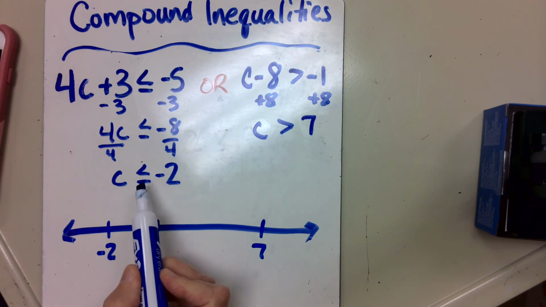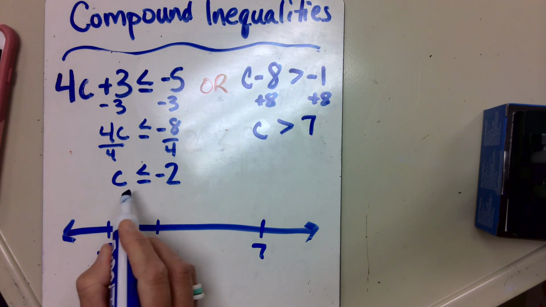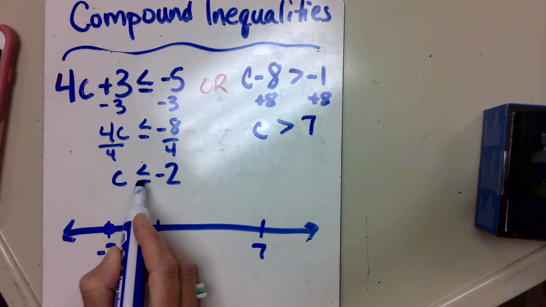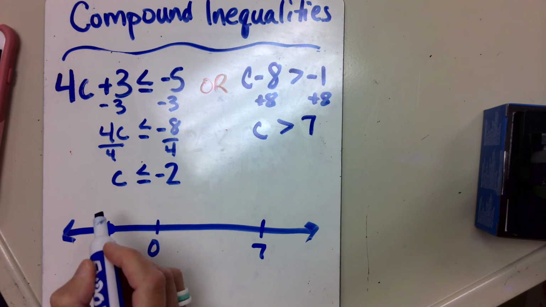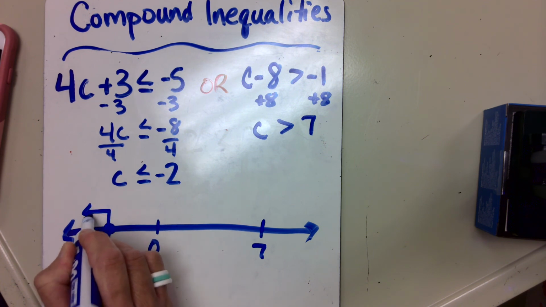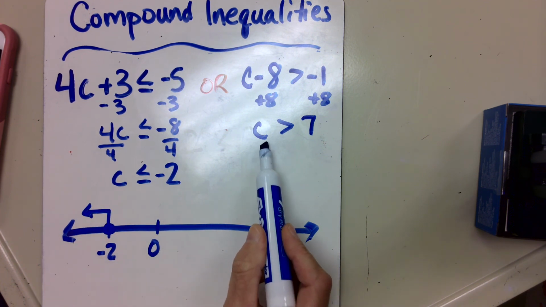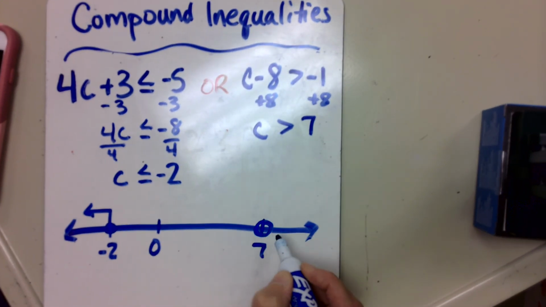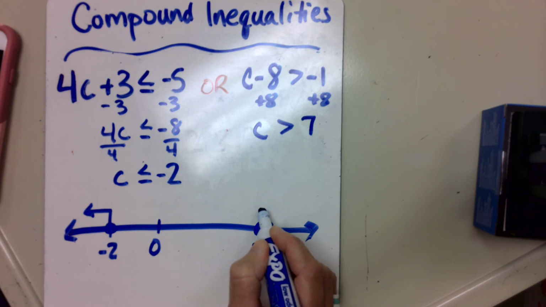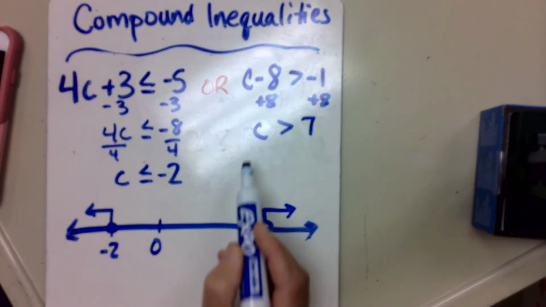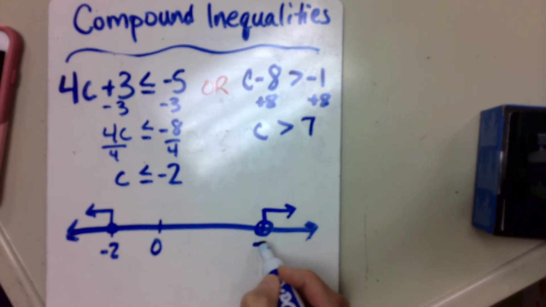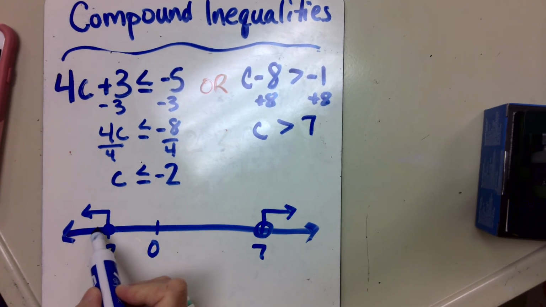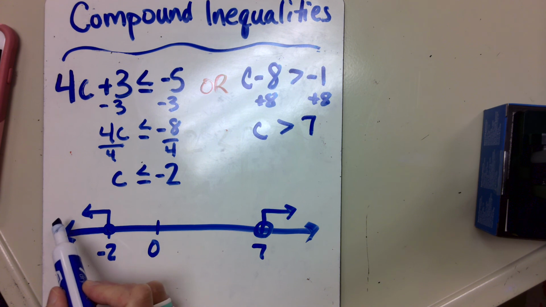C has to be less than or equal to negative 2. Well, it has the equal sign, so my circle is going to be filled in, and I need to highlight everything less than negative 2. Well, that's that way. Now, on this one, c is greater than 7. There's no equal sign, so that's an open circle, and greater than goes that way. So your c value is anything bigger than 7, that direction, or less than negative 2, that direction.